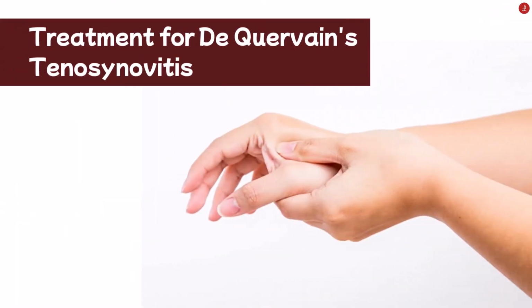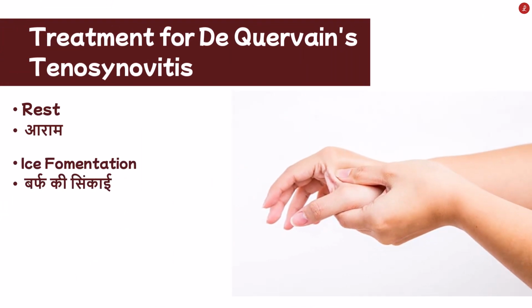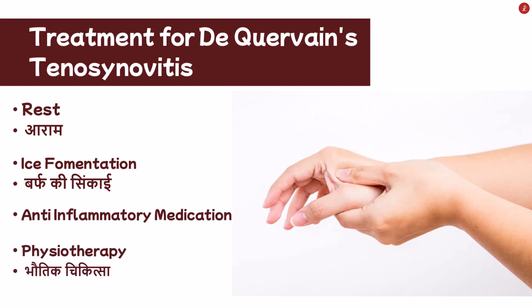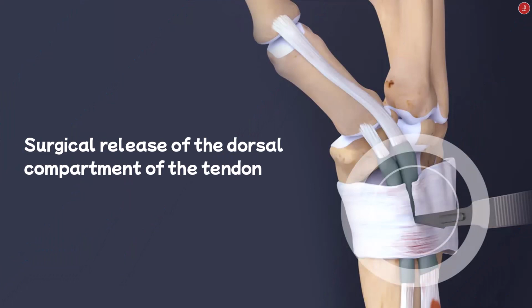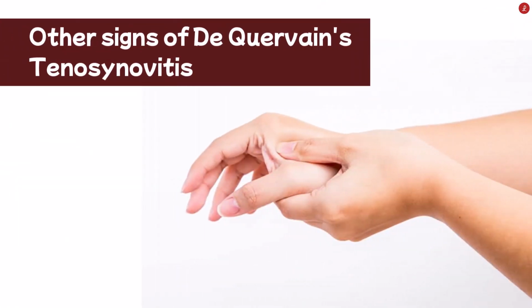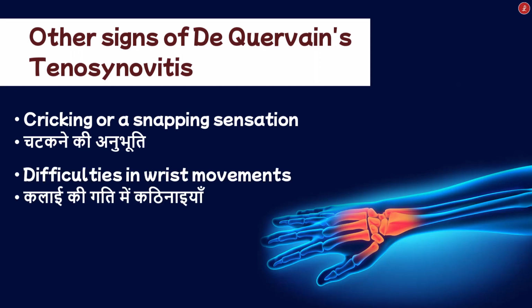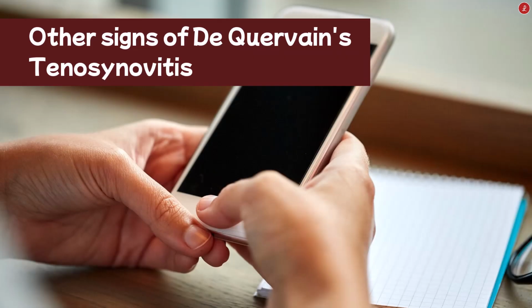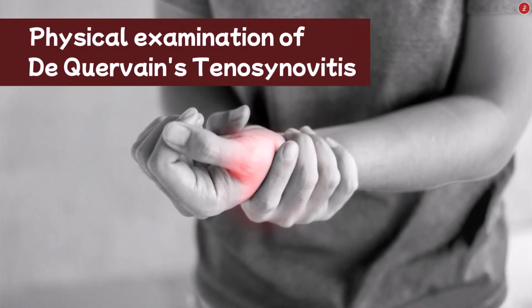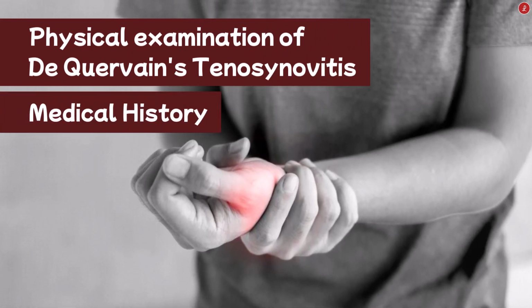So the treatment options may include rest, ice fomentation, anti-inflammatory medications, and physical therapy or physiotherapy. In some cases, very resistant to conservative management, it may need a surgical release of the dorsal compartment of the tendons. In addition to the symptoms mentioned, other signs of DeQuervain's tenosynovitis are a creaking or snapping sensation when moving the thumb, or difficulty in wrist movements, or many times texting on the mobile can also increase the pain. Diagnosis is usually based on clinical examination, and the physical examination and medical history are very, very important for clinching the diagnosis, right?